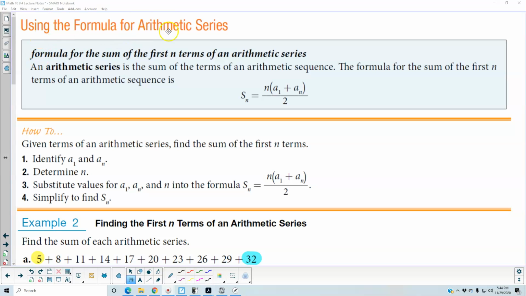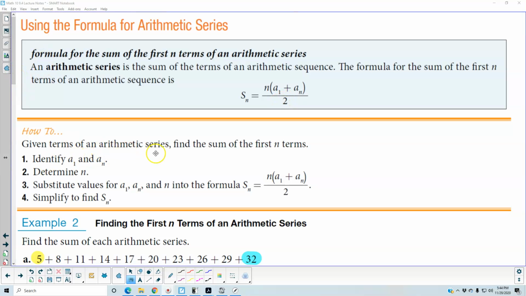Here we're using the formula for arithmetic series. An arithmetic series is the sum of the terms of an arithmetic sequence. The formula for the sum of the first n terms of an arithmetic sequence is capital S subscript n, which is equal to n times the first term plus a subscript n, over 2.